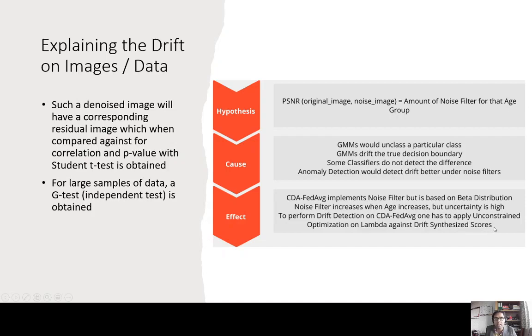So we should have a classifier which actually measures the drift in a drift synthesize classifier, and then train this model onto the drift synthesize one. Apply the noise filter, try and predict the patterns of the noise filter, and then infer from it, and then implement that CDA fed average method. Such a denoised image will have a corresponding residual image which, when compared for correlation, a p-value with student t is obtained. For large samples of data, a G-test is obtained.